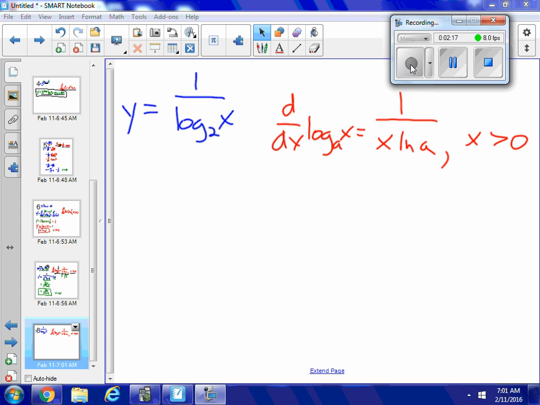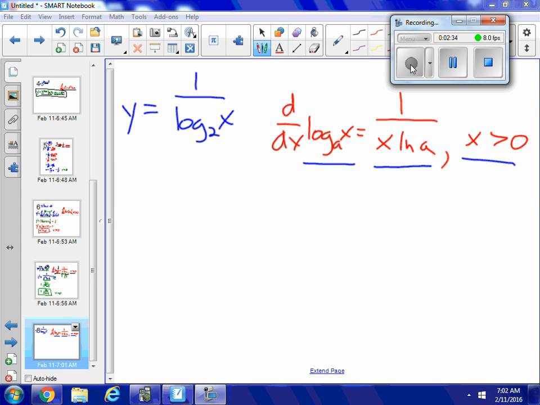Let's continue with a slightly more complicated problem, but I'm going to use the same rule here. I'm going to use my same rule: the derivative of log base a is equal to 1 over x natural logarithm of a, and x has to be greater than 0.